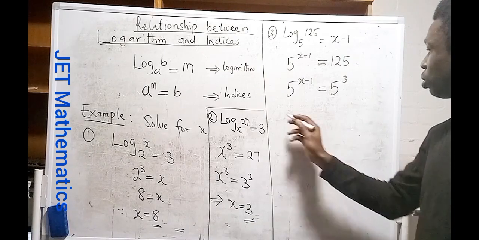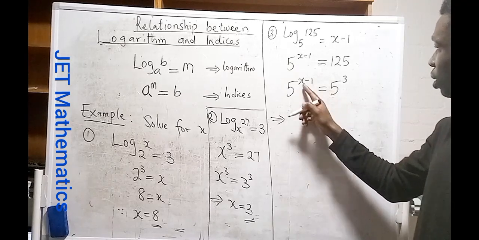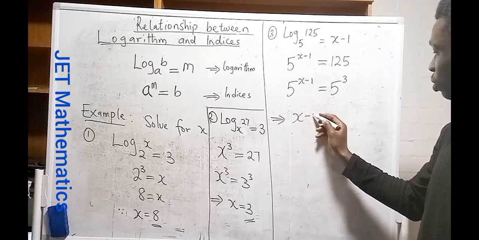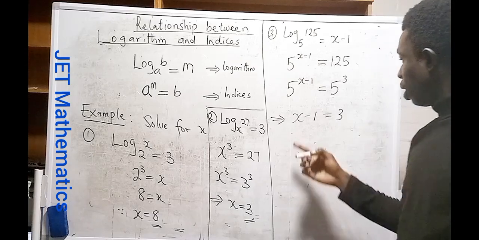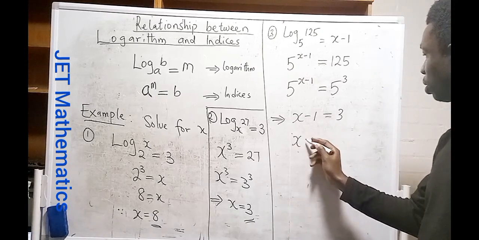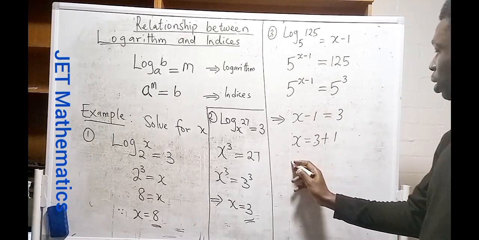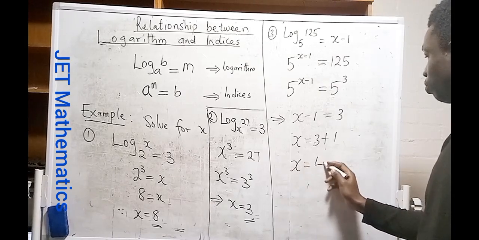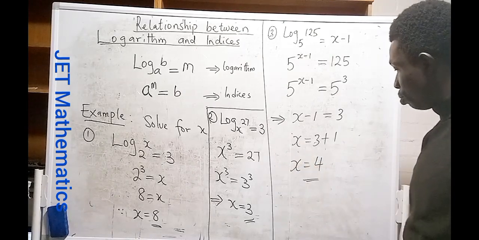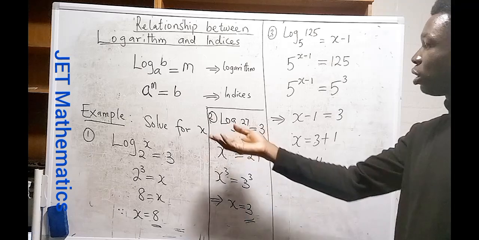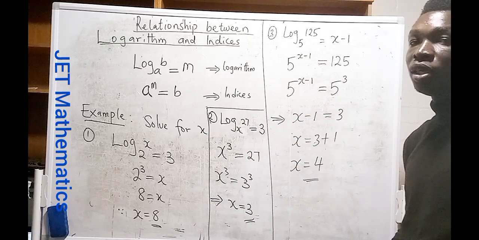So it implies that if the bases are the same on both sides, then the powers x minus 1 and 3 must be equal. Is that okay? And so from here we have that x is equal to 3 plus 1, and then x is equal to 4. Pretty easy, right? So these are simple ways of changing logarithm problems to indices, and then you can easily simplify.